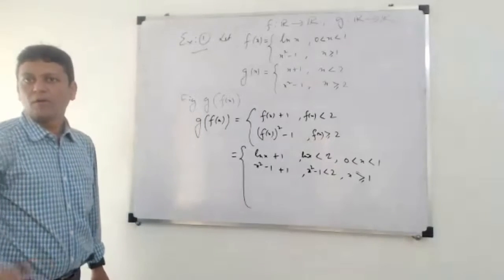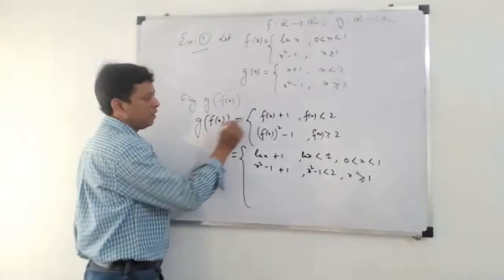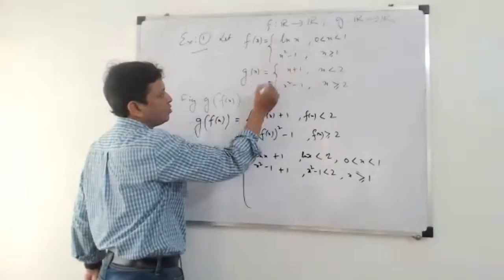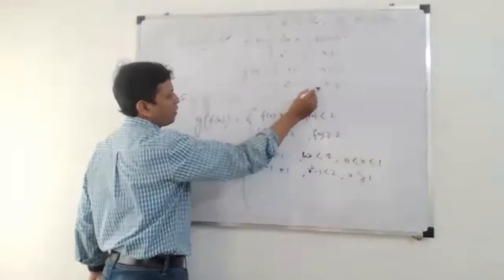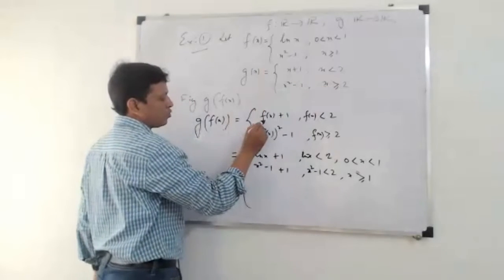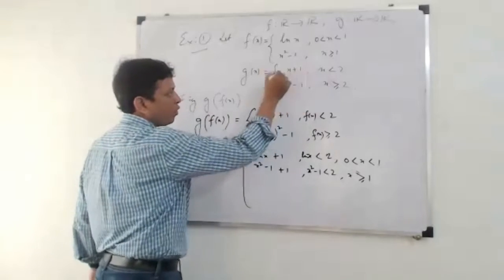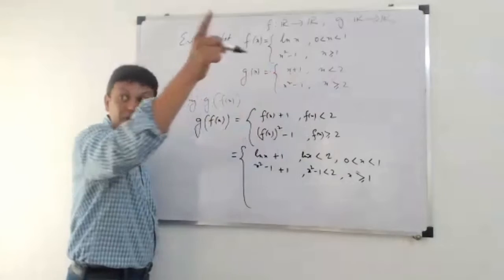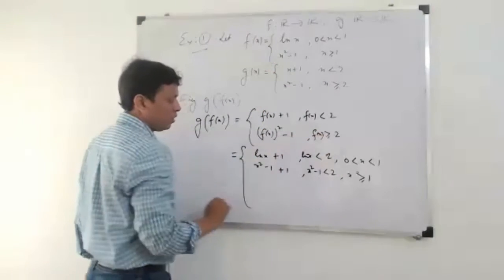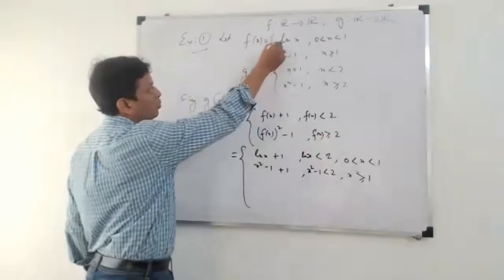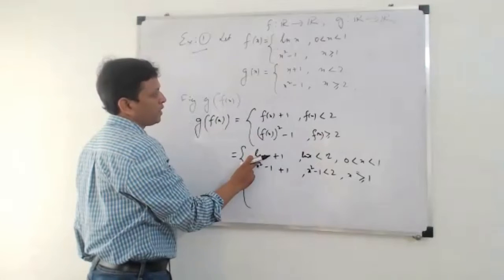Now it is fine. You see, first you are writing g of f(x). Then your g(x) is defined by x plus 1 when x less than 2 and x square minus 1 when x greater than or equal to 2. So this is going to be f(x) plus 1, f(x) less than 2, replacing all x by f(x), and f(x) square minus 1, f(x) greater than or equal to 2. So now this f(x) should be replaced by this part. First f(x) you are replacing by ln x. So this is ln x.